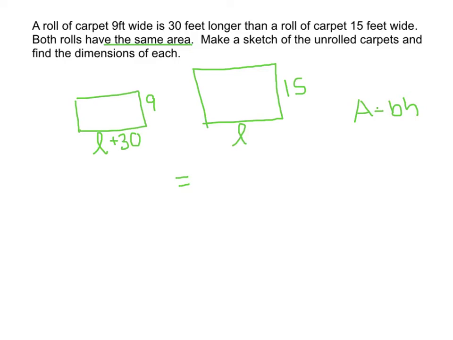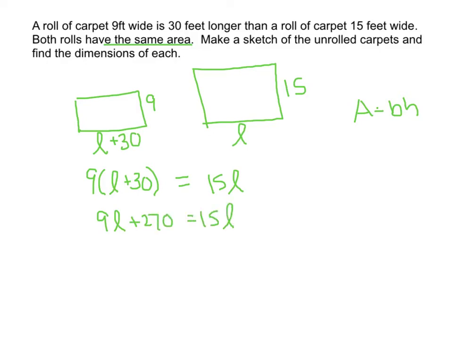Now to find area is just the base times the height, otherwise known as length times width if you're working with rectangles. So to find the area of the first rectangle, it would be just 9 times (L plus 30). Now make sure that when you're multiplying you keep your parentheses around L plus 30, so that you don't distribute incorrectly. Here, base times height will just be 15L. So when you solve this, distribute that: 9L plus 270 equals 15L.